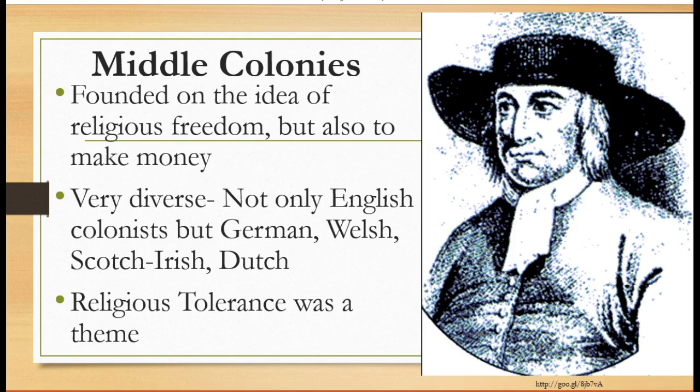The Middle Colonies were really founded on the idea of religious freedom, but also they wanted to make money. The Middle Colonies were very diverse. Not only were there English colonists there, but there were also German, Welsh, Scotch-Irish, and even Dutch. Religious tolerance was a huge theme of the Middle Colonies. And in the picture on the right here, you can see what a Quaker would typically look like. We'll talk about Quakers more in just a second.